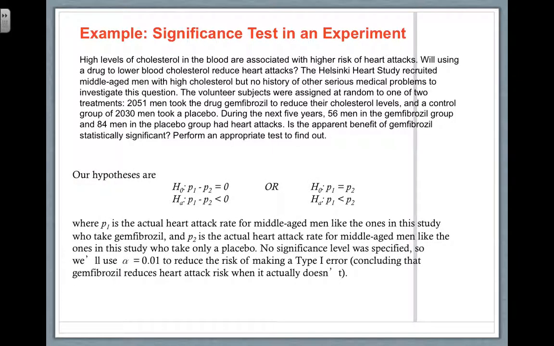So here are our two hypotheses. My null hypothesis is that the difference is 0. This time for my alternative hypothesis, we want to say that we think the difference between them is less than 0. The other way to have written that is that the proportion 1, which is the drug, is less than the proportion 2, which is the placebo. We're trying to see if the drug improved heart attack risk, so less heart attacks than the placebo group.